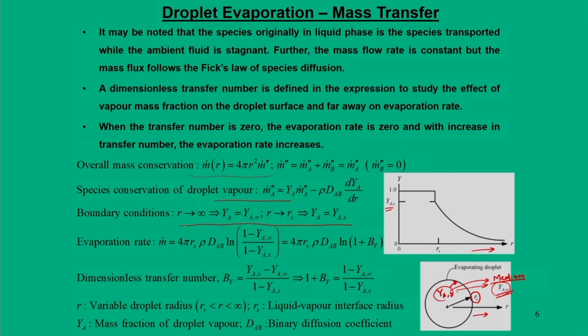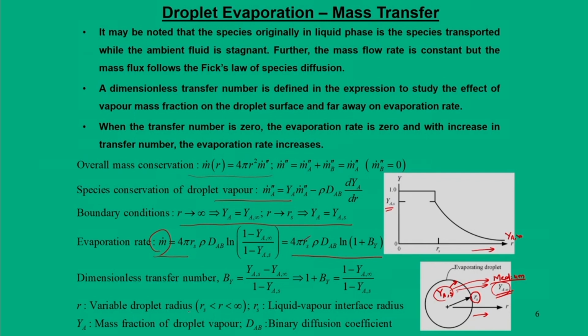For the boundary conditions, when r goes to infinity, that means at a very high value, Y_A goes to Y_A infinity, and when r goes to R_s, Y_As is the concentration at the surface. Based on this we can now find the evaporation rate for the droplet by an expression, m dot, which is equal to 4 pi R_s rho D_AB ln(1 plus B_Y).